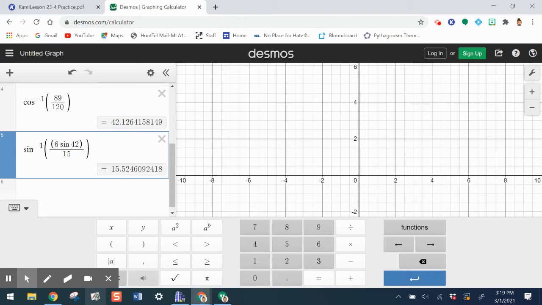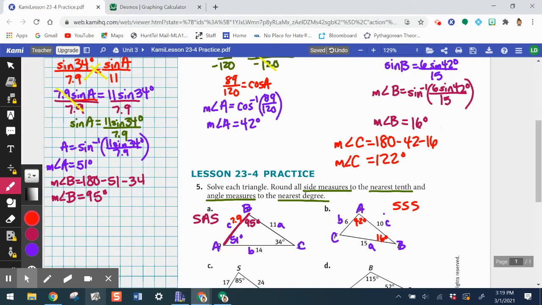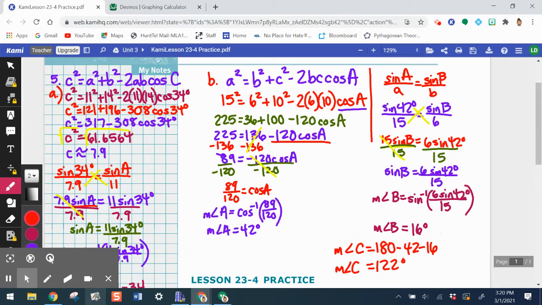Sine inverse of 6 times the sine of 42 over 15. So let me just check, make sure, because that value does look a little bit off. So this is one of those instances where it's great that we actually show the work here.